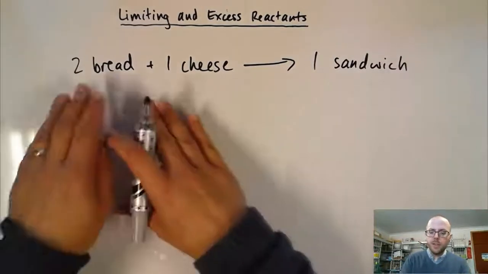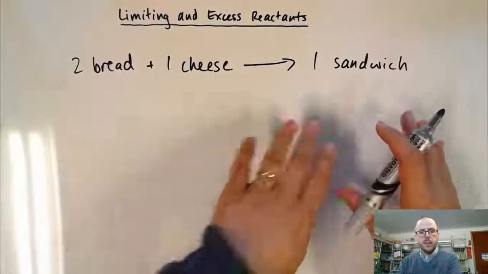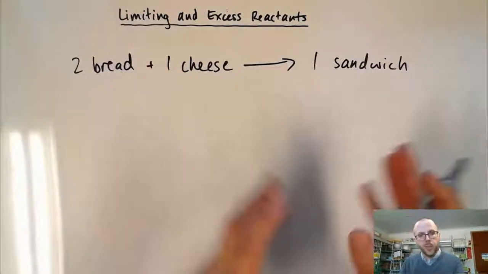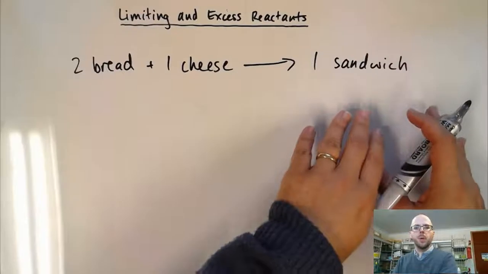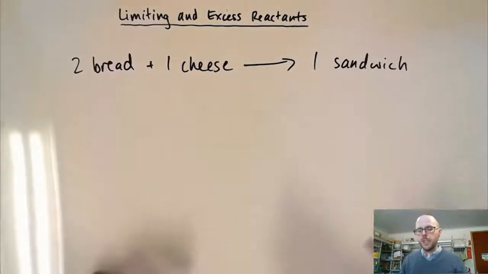So all the bread and the cheese that were there at the start are there at the end. But the idea is that they've changed form. They've rearranged in some way. They've gone from being separate to forming 1 combined product.